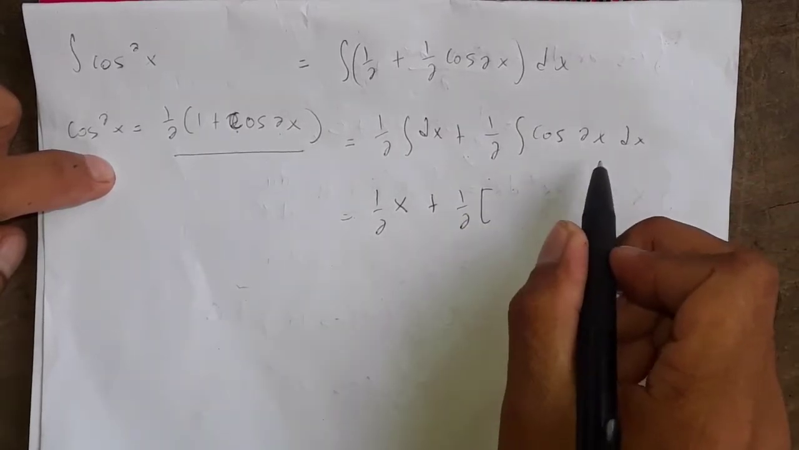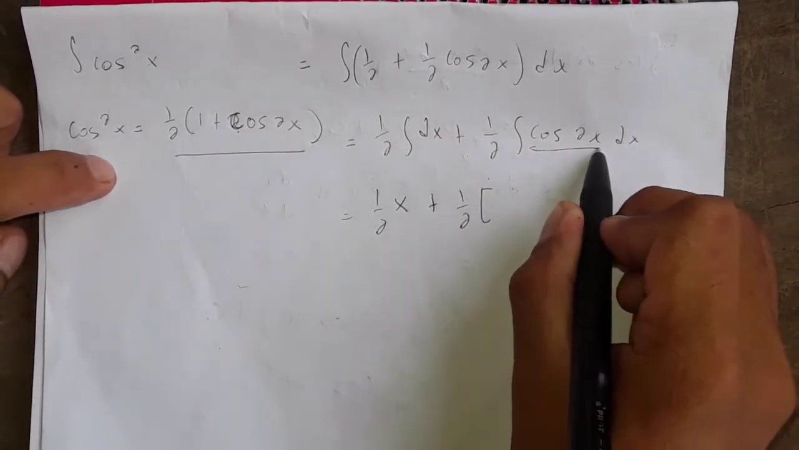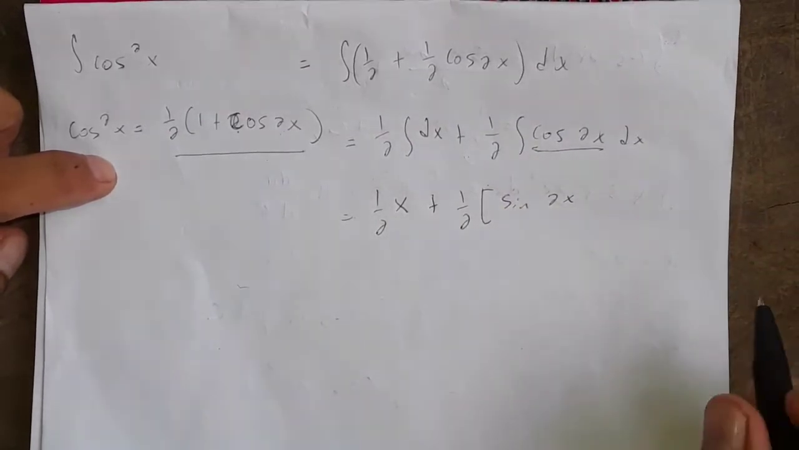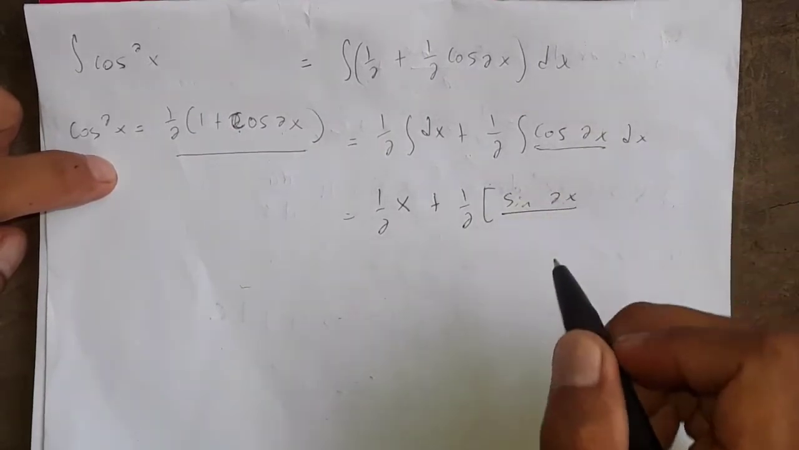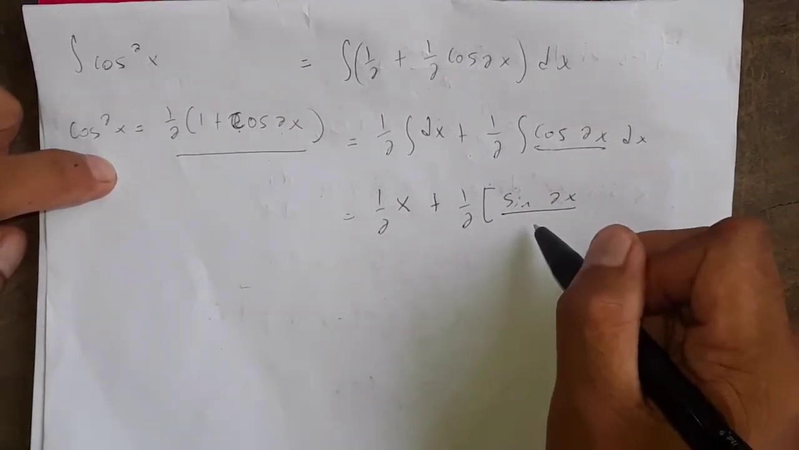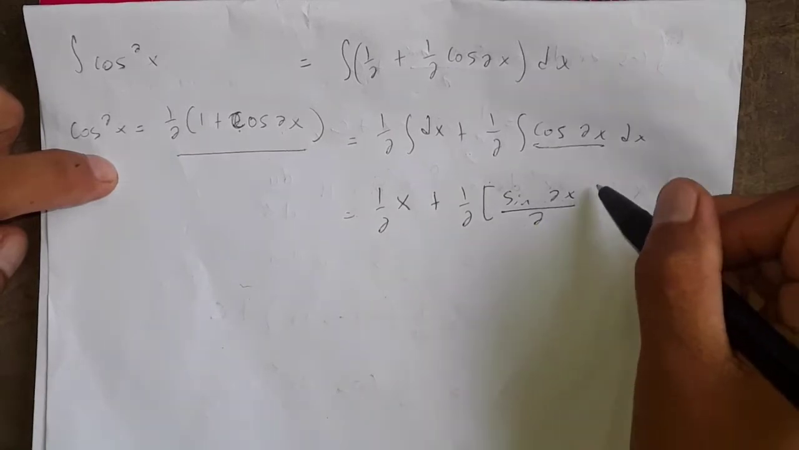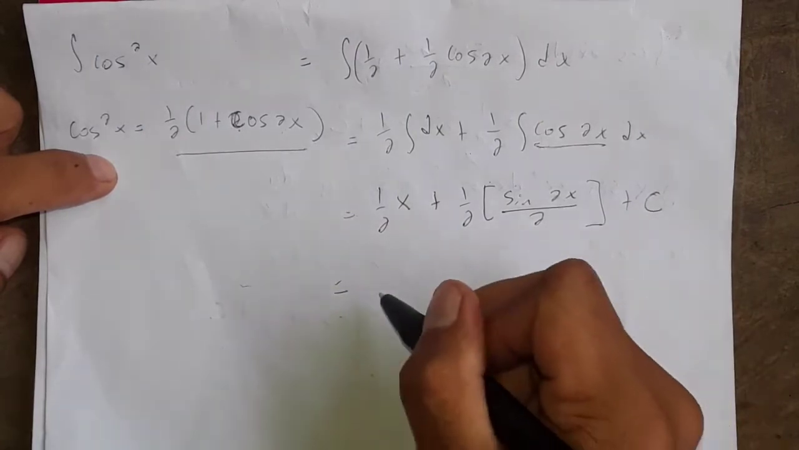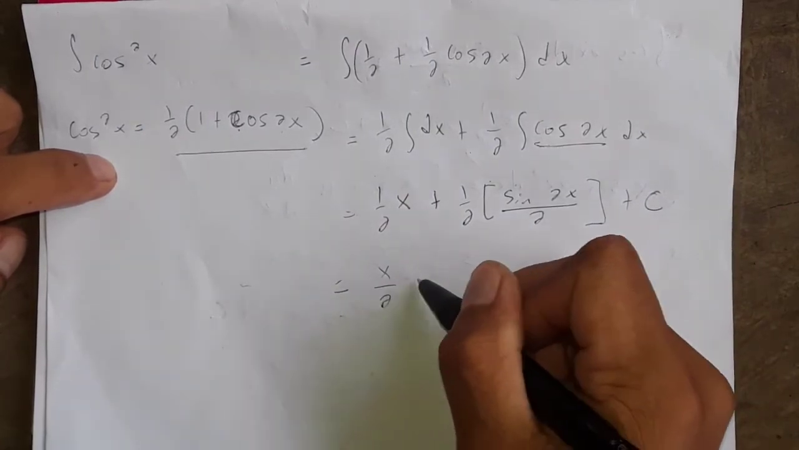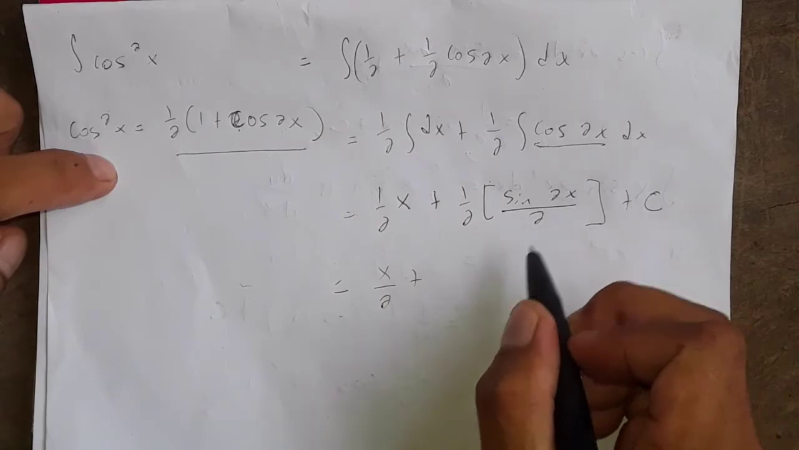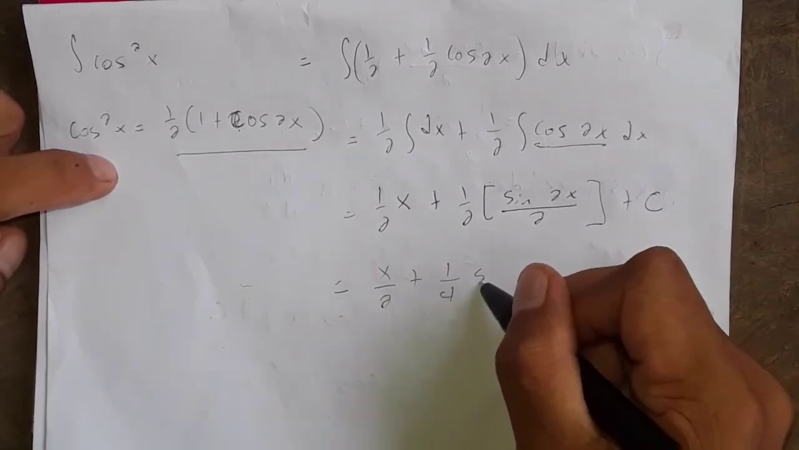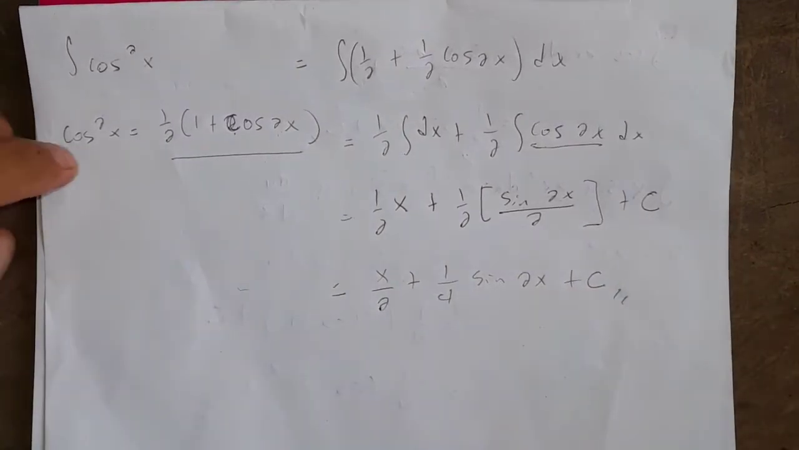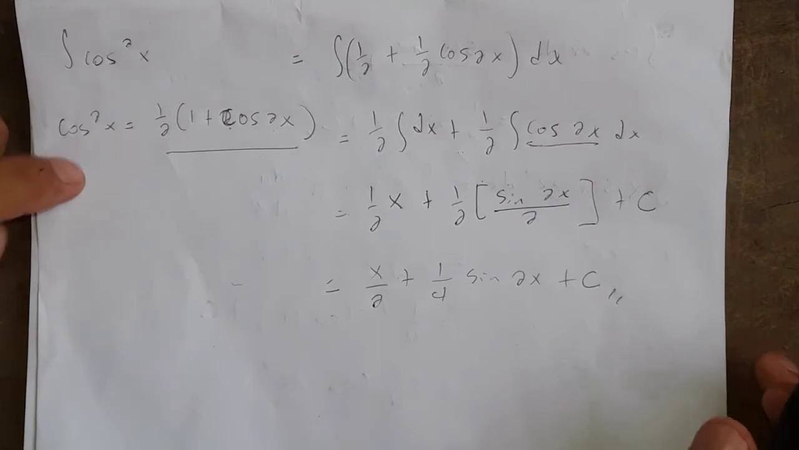integral of cosine 2x, which is the integral of the outside function, sine of 2x, divided by the derivative of the inside function, which is 2, plus an arbitrary constant. So therefore, in simplifying, we have x over 2 plus 1/2 times the 1/2 inside, we have 1/4 sine 2x plus an arbitrary constant. So that was our final answer.